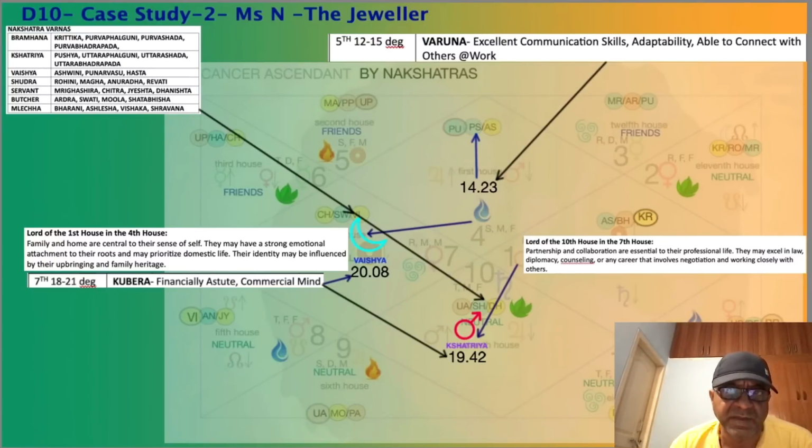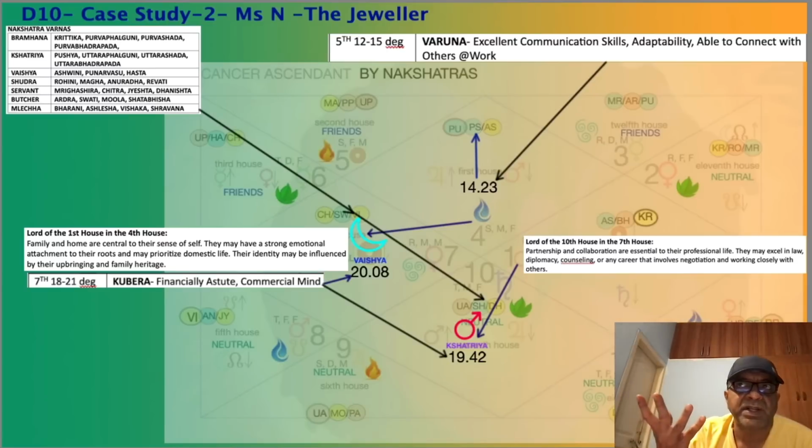D10 chart of Miss N, a wonderful lady who's a jeweler, right? This is the chart. So in D10, she is a Cancer ascendant. And her ascendant is at 14.23 degrees of Pushya Nakshatra. Now remember, when we come to D10, we examine the angles carefully and the deities or the archetypes representing those angles. So 14.2 degrees falls in the 5th angle, 12 to 15 degrees, which is the Varna angle. So which stands for what? Excellent communication skills, adaptability, able to connect with others at work.